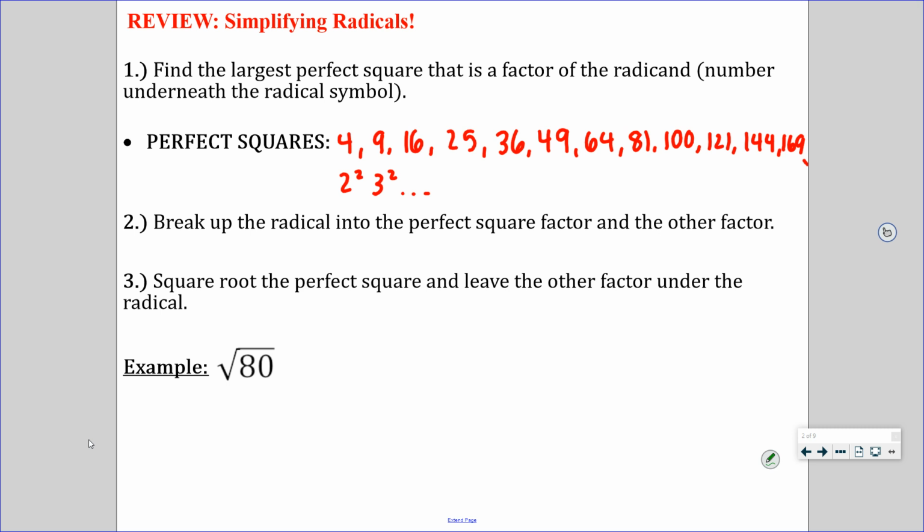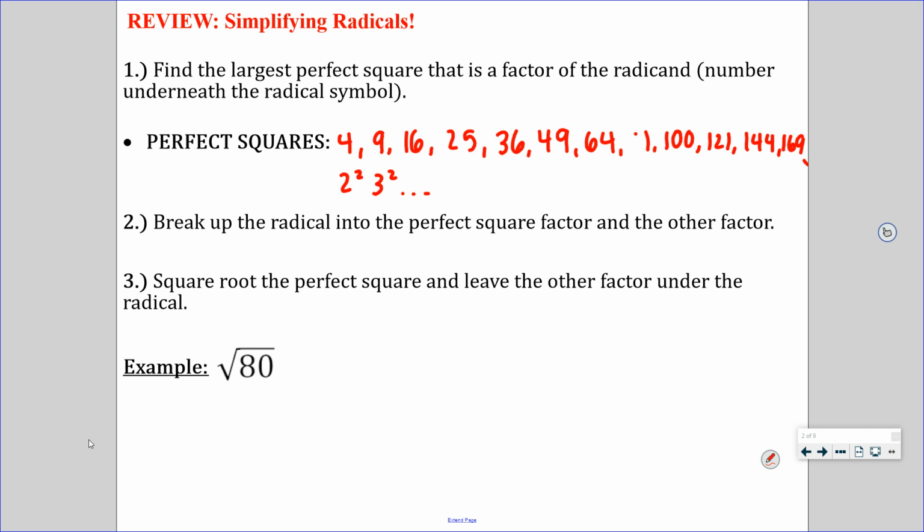If you struggle a little bit with number sense or even mental math, you can just take your calculator, take the number 80. Don't actually use the radical button. Just do 80 divided by, and just start dividing it by some perfect squares. Obviously factors are always smaller than the number itself, so you'd start your list about here. You'd only try ones that are smaller than 80.